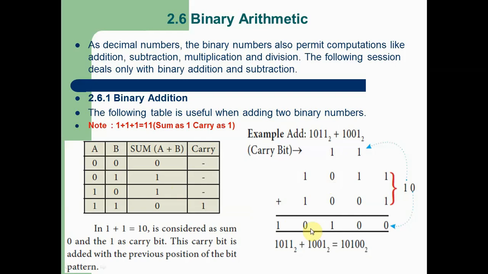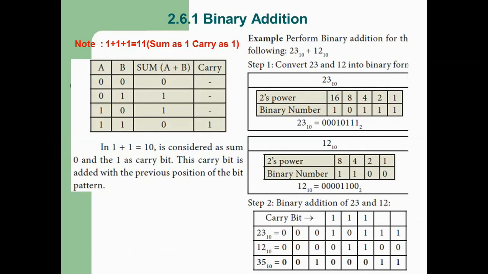Now in some cases you may have a situation where you want to add three binary digits: 1 plus 1 plus 1 is equal to 1 1. Here you take one as the sum bit and the other as the carry bit. You should note this point. Next we are going to work through another binary addition example.